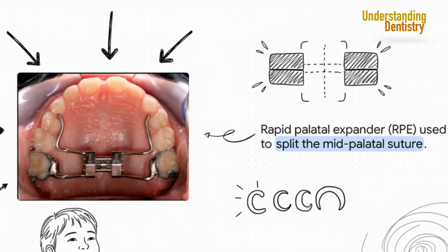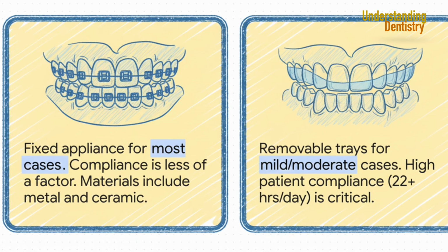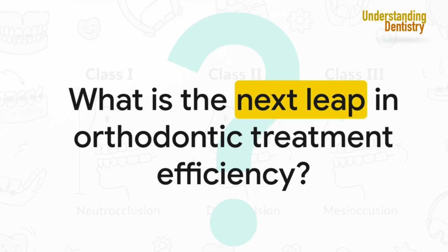And that brings us to the choice between two of our main treatment modalities. This slide really lays out the key considerations. On one hand, you have fixed appliances, braces, which give us maximum control for really complex tooth movements. On the other hand, clear aligners offer this great aesthetic removable option, but their success is almost entirely dependent on high patient compliance. So that brings our explainer to a close.